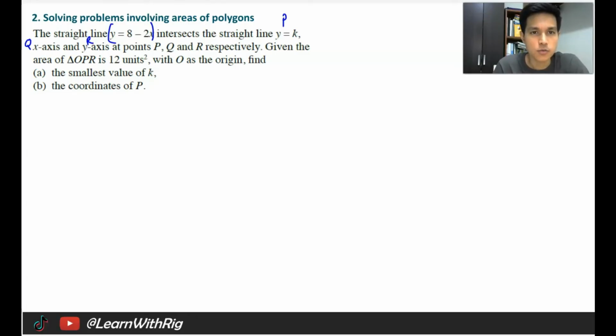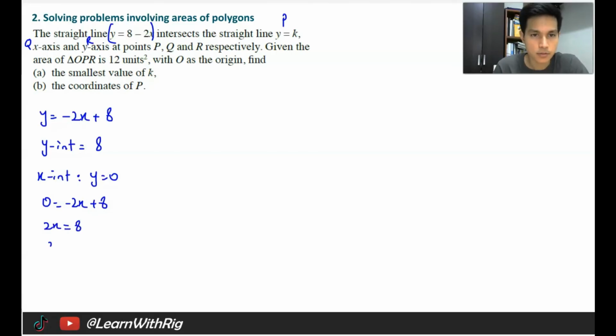So in this case, you can actually use the equation to find the x- and y-intercepts, correct? So it's going to be y equals negative 2x plus 8. Okay, I'm making it in the form of y equals mx plus c. So from here, you know that the y-intercept is equal to 8. And the x-intercept equals what? To find the x-intercept, y equals 0. So 0 equals negative 2x plus 8. 2x equals 8. So x is equal to 4. So your x-intercept is equal to 4. So now you found your y-intercept and x-intercept.